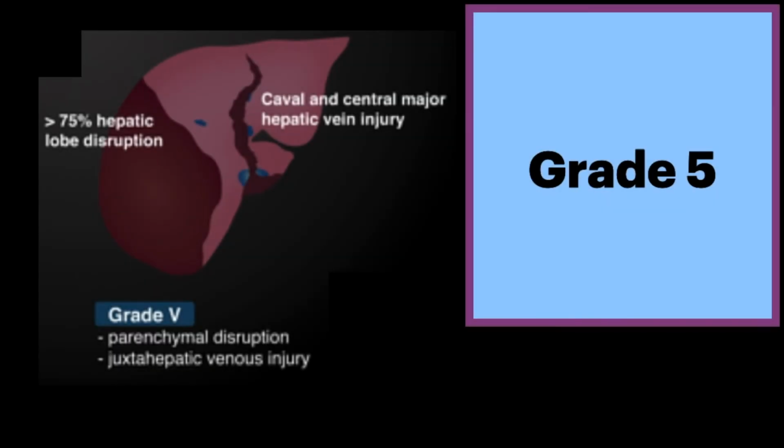Lastly, a grade 5 liver injury occurs when there's a laceration greater than 75% of a hepatic lobe, and or juxtahepatic venous injuries are present, i.e. into the retrohepatic vena cava or central major hepatic veins.